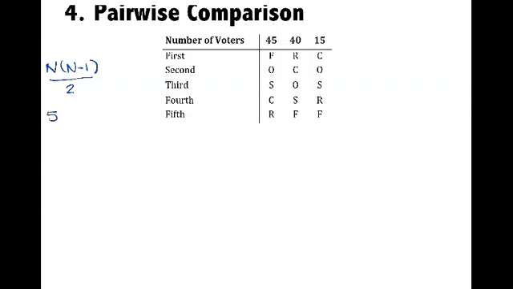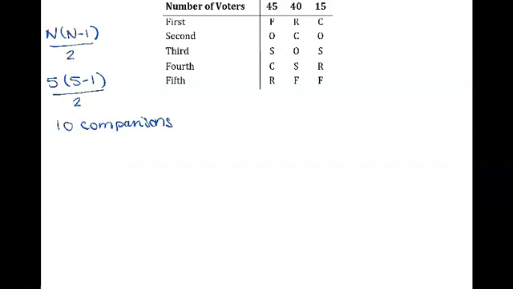So that's 5 times 5 minus 1 over 2. 5 times 4 is 20 divided by 2. We need to do 10 comparisons. Let's start by comparing Fresno in a head-to-head comparison with every other city.